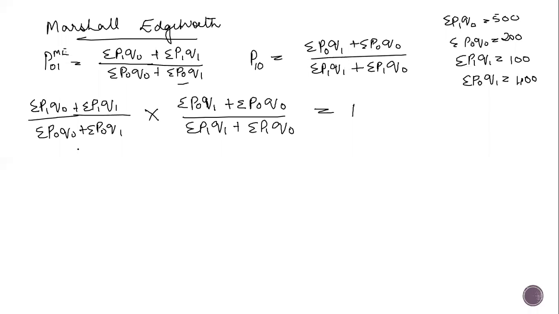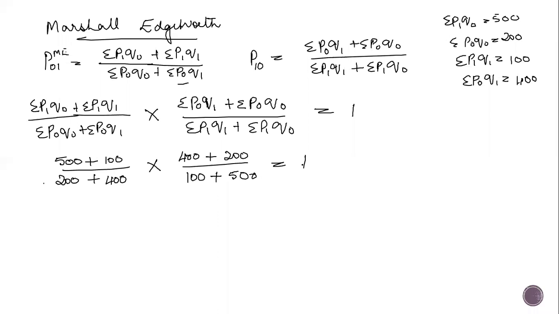This also should give you equal to 1. Substitute the values. What is the value? Summation P1 Q0 is 500 plus P1 Q1, what is the value? 100, divided by summation P0 Q0, what is the value? 200 plus P0 Q1, it is 400. Hope you all are following, students. Into P0 Q1, 400 plus P0 Q0, 200, divided by P1 Q1, 100 plus 500. Okay, that should give you equal to 1.